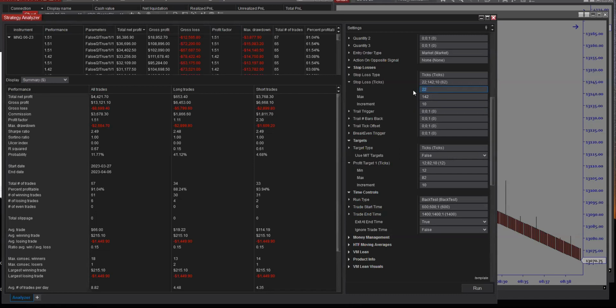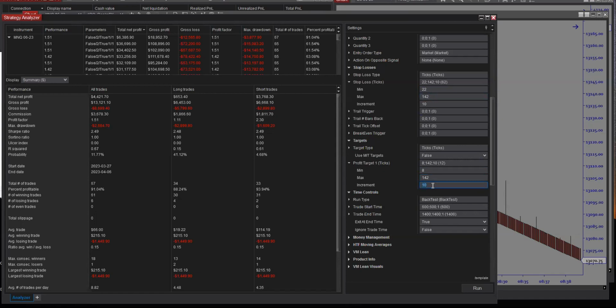6 ticks. So let's just, my minimum profit target could be 6 all the way. I'll just round that to 8 just to keep it even numbers. And then if I want to go all the way up to a 1-to-1 risk reward ratio on 142, I can test that 142. And then I can go up in, 142 divided by 8, you're 17.